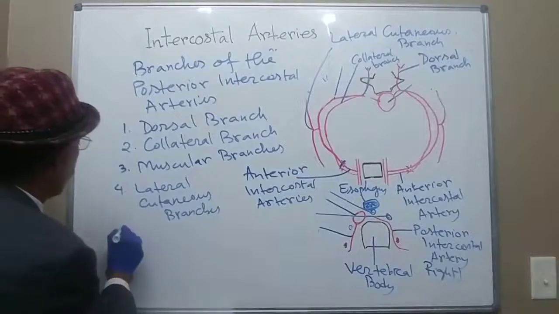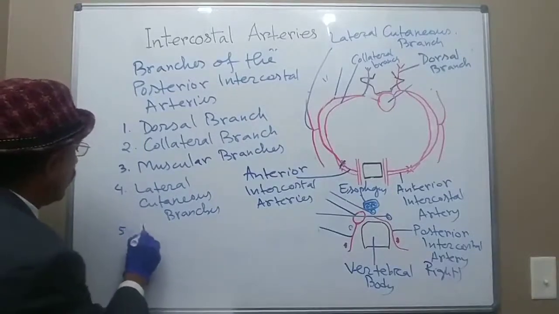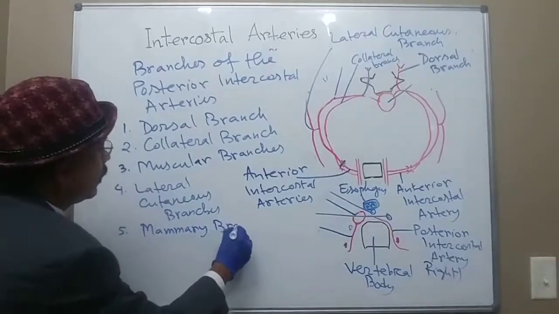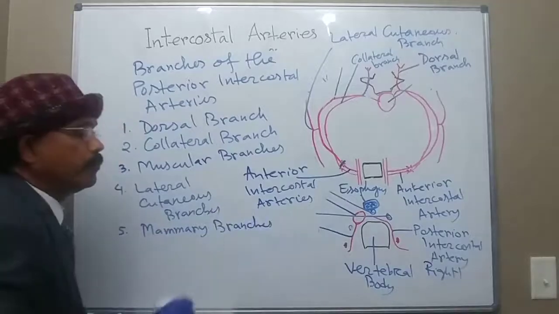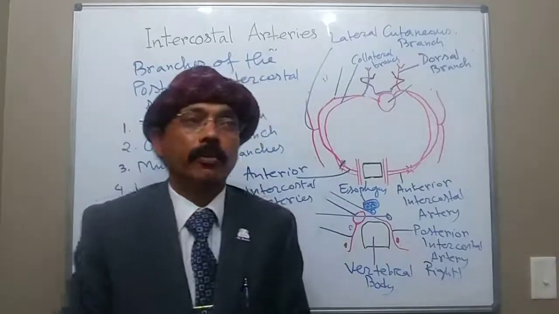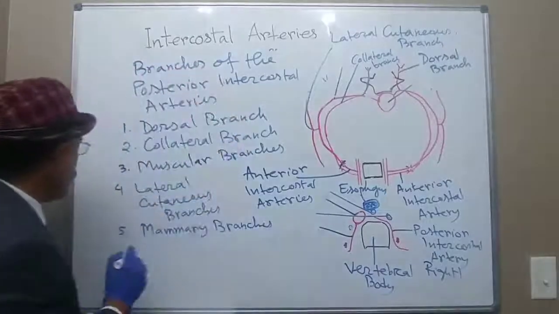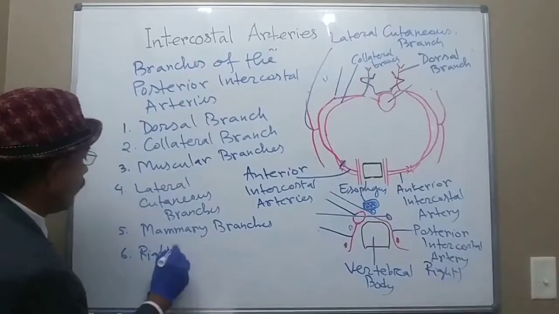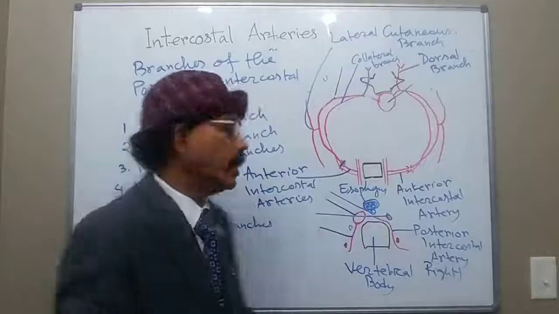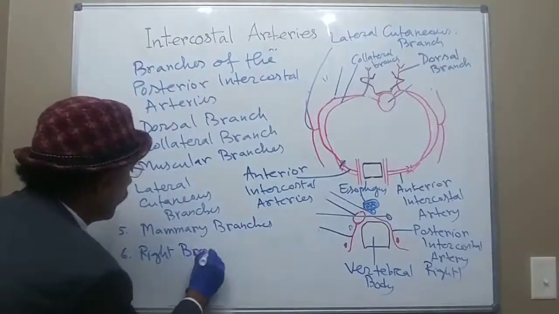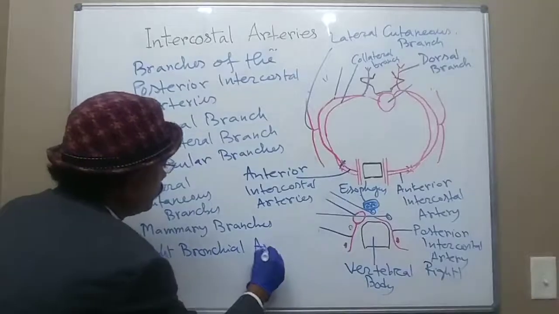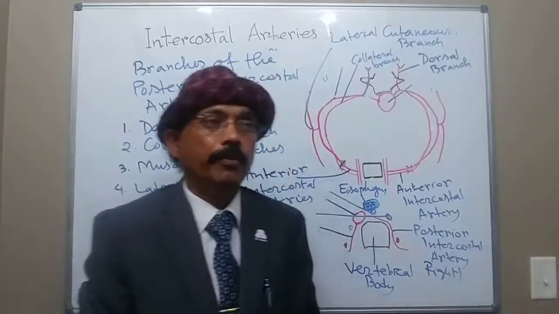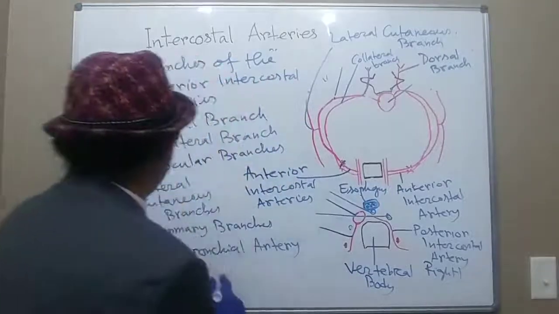We have some mammary branches that supply the breast, usually from the second to fourth posterior intercostal arteries. And another important branch is the right bronchial artery. Okay, right bronchial artery. And this right bronchial artery arises from the right third posterior intercostal artery.